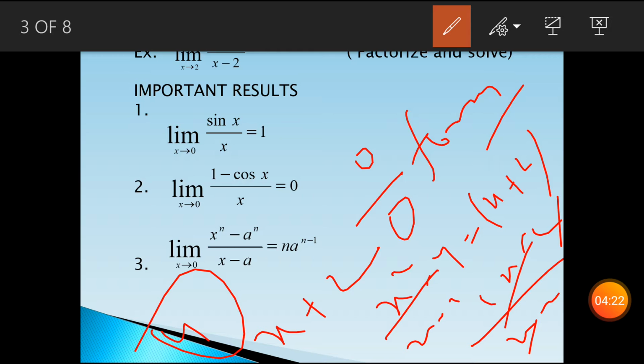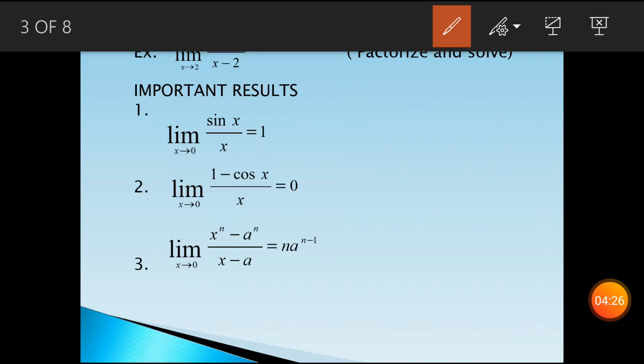Likewise we are going to solve many questions. A few results were there. These two results are related to the sandwich theorem: limit x tends to 0, sin x upon x is 1, and limit x tends to 0, (1 minus cos x) upon x is 0. The third result was this: limit x tends to a, (x to the power n minus a to the power n) upon (x minus a) is n into a to the power n minus 1. So remember all these results, we are going to use them in the questions, okay?